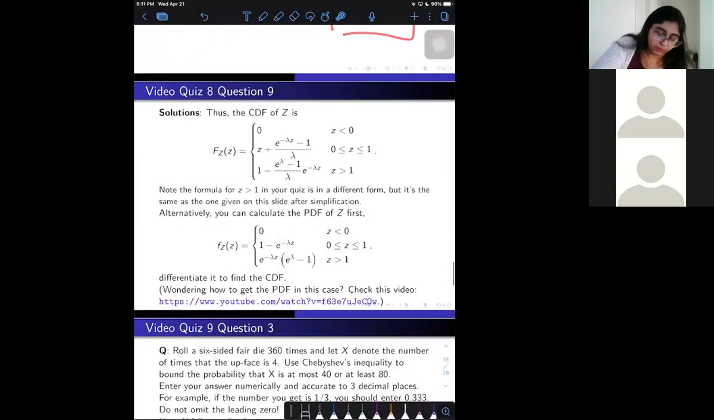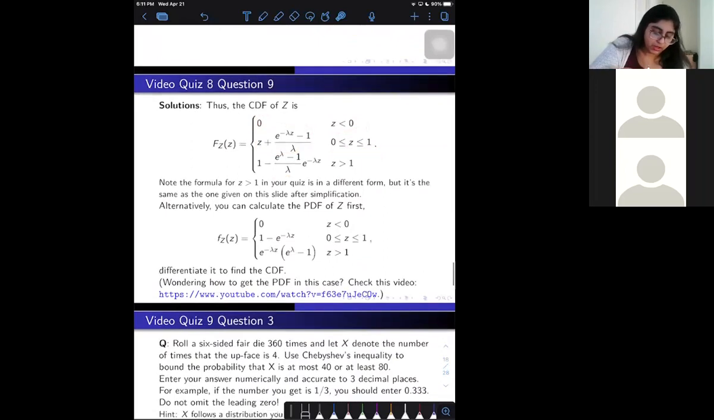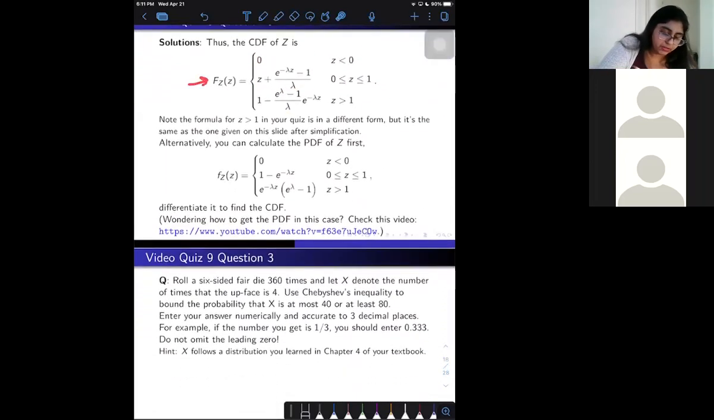Now to combine the whole thing, we have 0 for z less than 0, this whole expression between 0 and 1, and for z greater than 1, we have this. Okay, this is the CDF. How would we find the PDF? By just finding the derivative of it. If you take the derivative, you will get this.